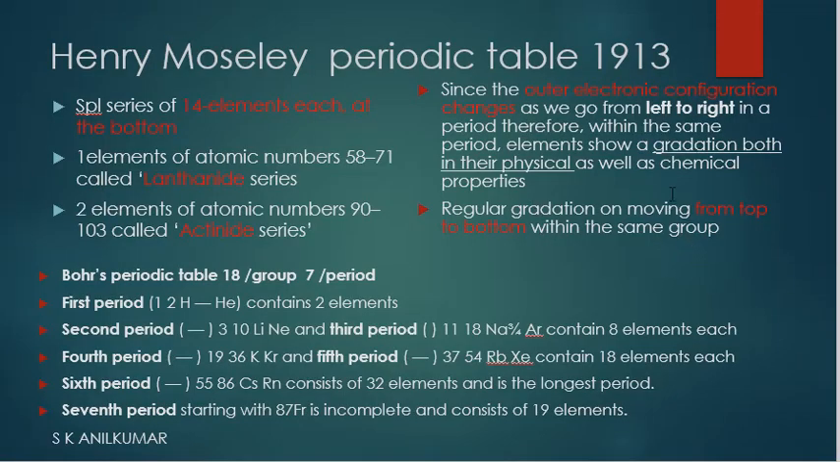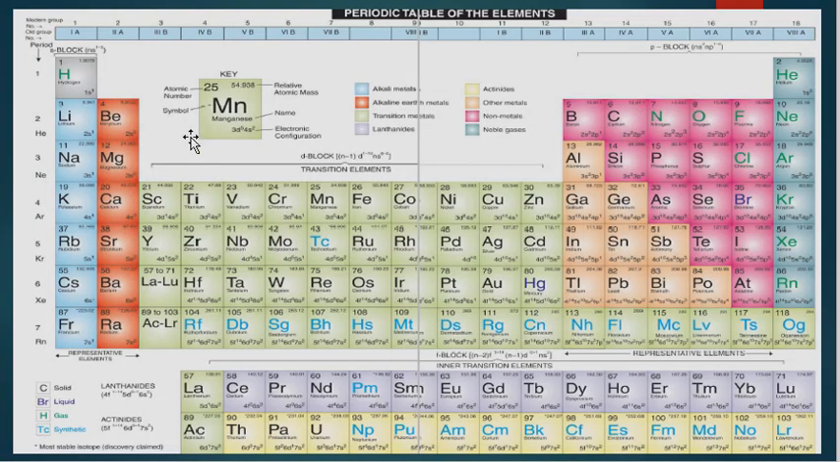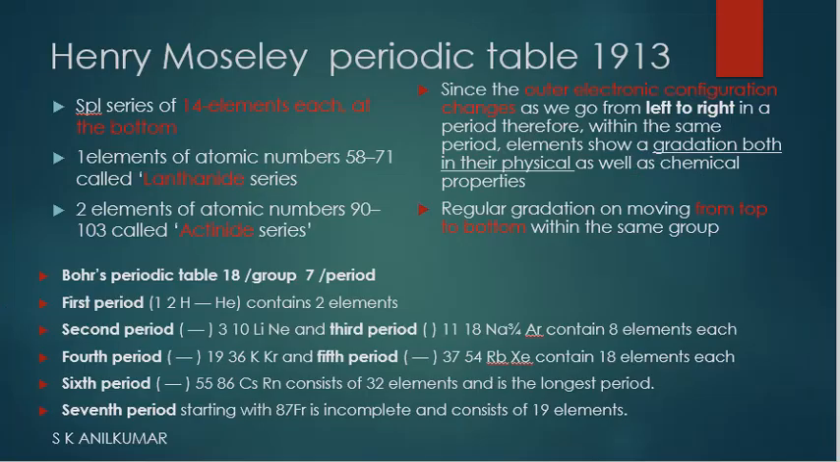There is regular gradation moving from top to bottom within the same group. From top to bottom also, when you move, it is 22, 40, 72, 104. These are atomic numbers. So when the atomic number keeps growing like this, or grows from 4 to 12 to 20 to 38 to 56 to 88, there is a gradation in the properties as we move from left to right or as we move from top to bottom.